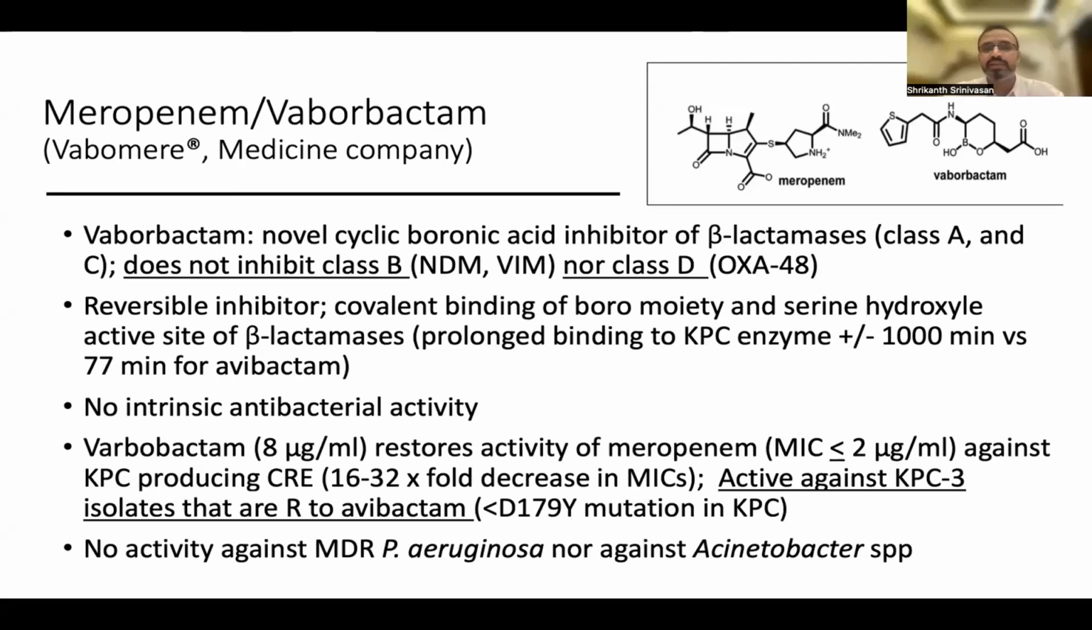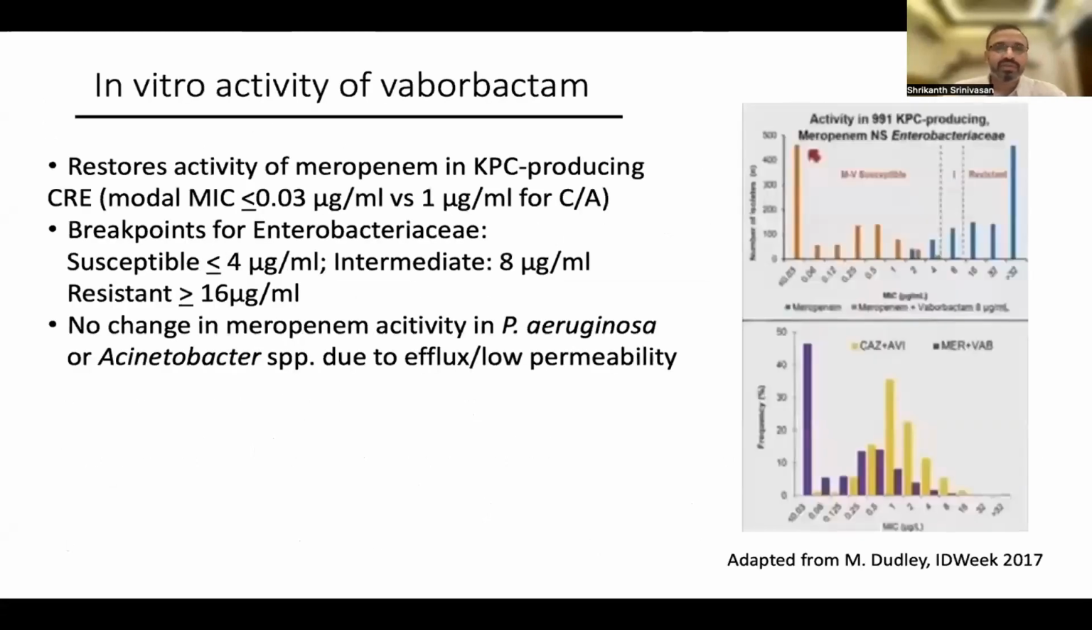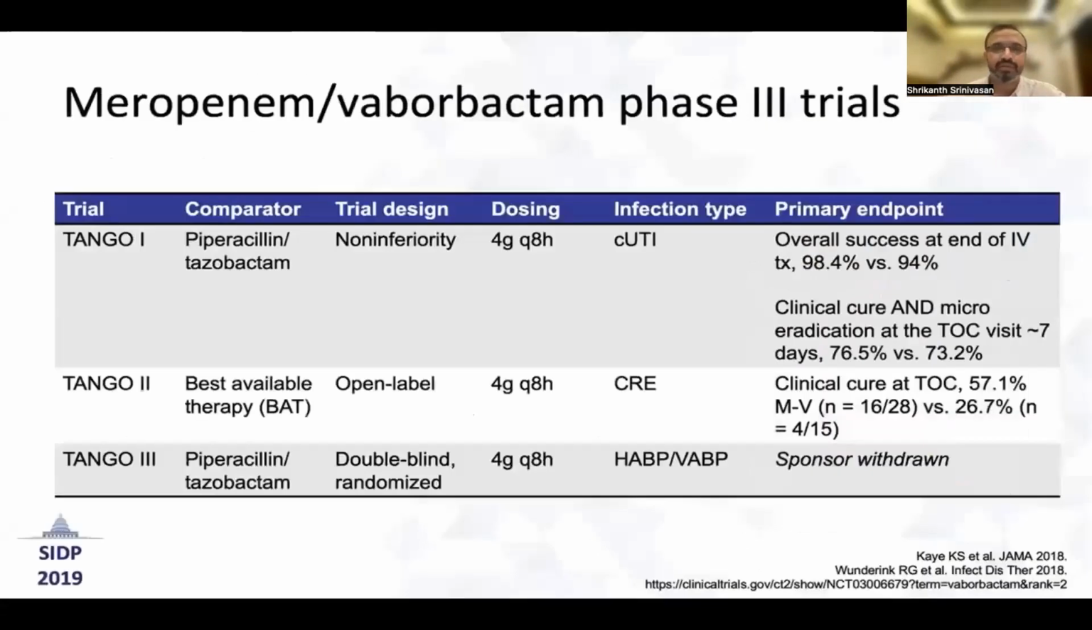It has no activity against MDR Pseudomonas aeruginosa, nor against Acinetobacter species. Just like the previous drug, Pseudomonas and Acinetobacter will fall out of this purview. So what vaborbactam does is that it reduces the MIC levels to a more susceptible level. It does not produce a change in meropenem activity. But when we talk about meropenem activity against Pseudomonas or Acinetobacter, if the primary cause of resistance is an efflux pump or low permeability, it will not help.